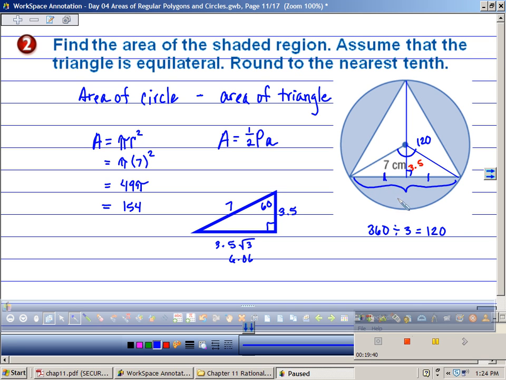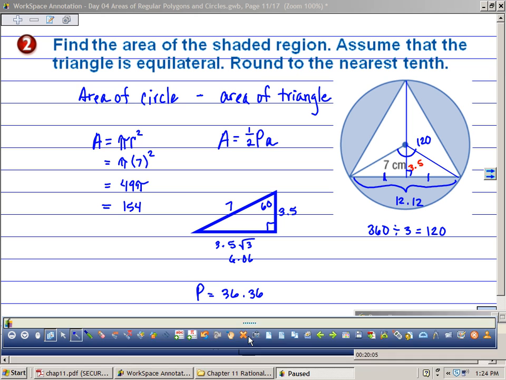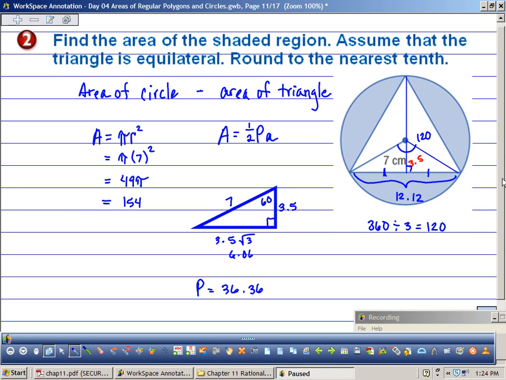6.06. If one side's 6.06, what's the whole thing? 12.12. If 12.12 is one side, what's the whole perimeter? 12.12 times 3, which is 36.36. So my perimeter is 36.36. Now don't I have enough?